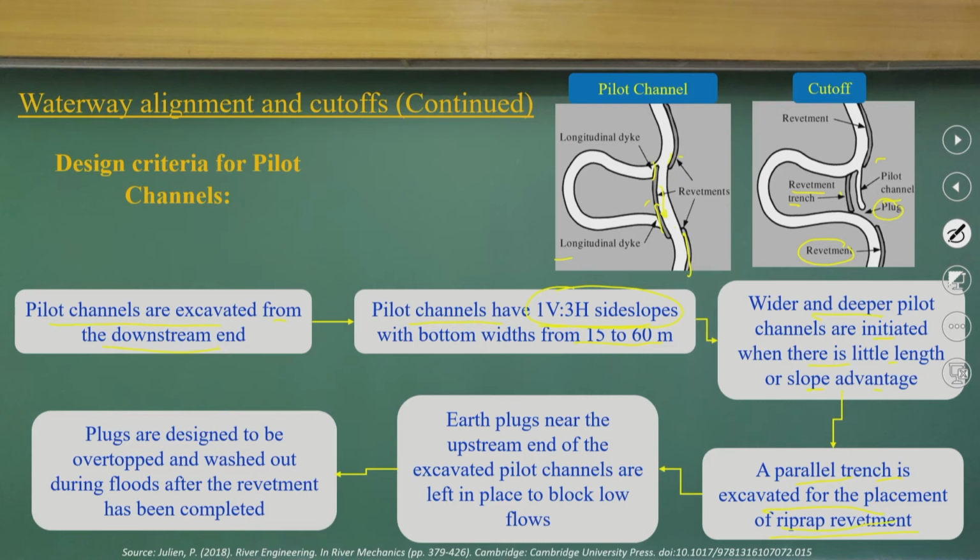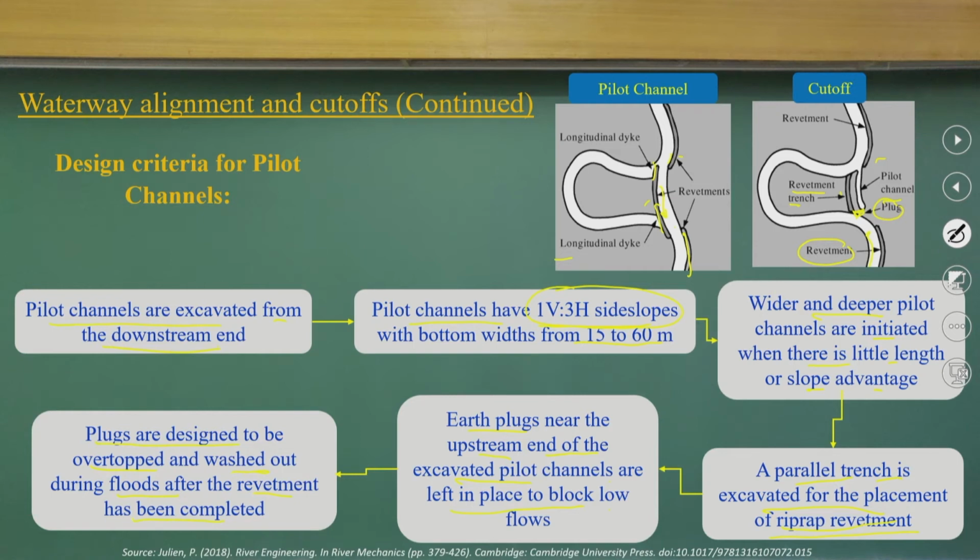We have an earth plug near the upstream, okay. So near the upstream, with the flow in this direction, you have the earth plug. The ends of these excavated pilot channels are left in place to block the flow. As soon as the flood comes, the plugs are designed to wash out, and by that time the revetment has been completed.